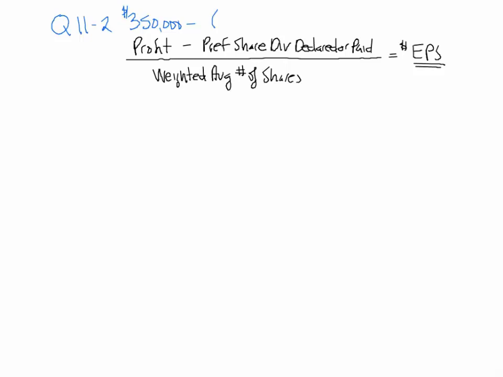Absolutely. It's the $3 times the number of shares outstanding, which is equal to 6,000. Okay, so all I need is the weighted average number of shares. How do I calculate the weighted average number of shares? I weight, and I mean W-E-I-G-H-T, I weight the shares for how long they have been outstanding and contributing to the profitability of the company.